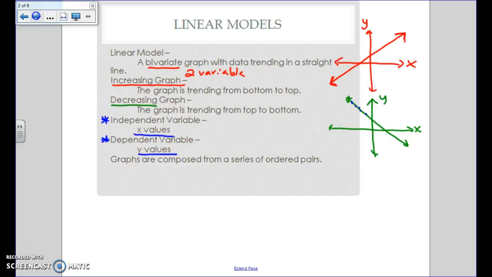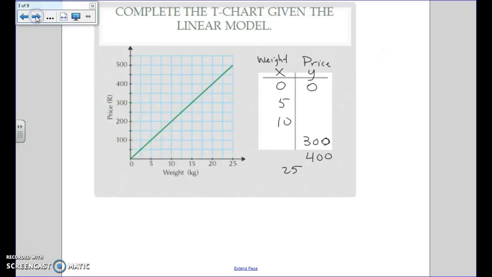All right, so for example, and I really want to stress this, independent is x and dependent is y. So for the first graph here, if we take a look, I'm unable to type into the t-charts that are on your paper, so go ahead and pause the video for a second and write these values down, because I would like for us to figure out what the missing values are by looking at the model. All right, I would like you to label independent, and this is dependent.